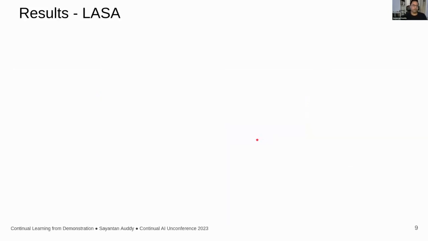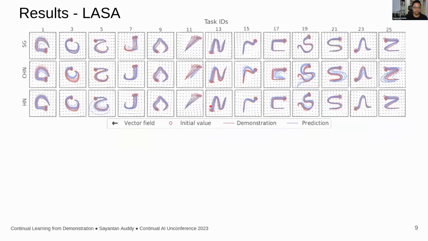Right. So for evaluation, the first data set we use is known as LASA. And this is a data set that's very popular in the learning from demonstration robotics community. And it contains a set of two-dimensional trajectories like the ones you see on your screen. So LASA has 26 of these different shapes in the 2D plane. And we treat each of these trajectories as a different task.